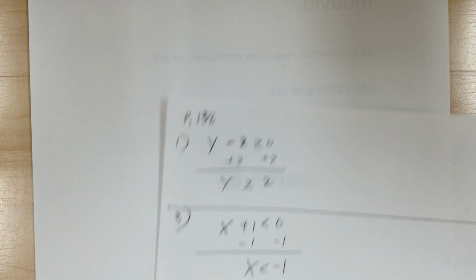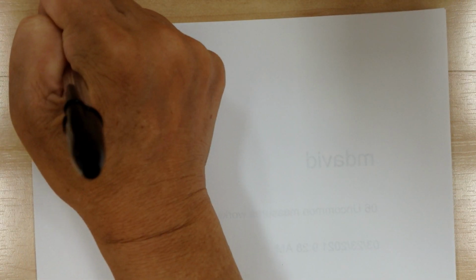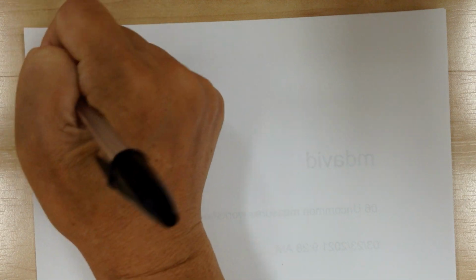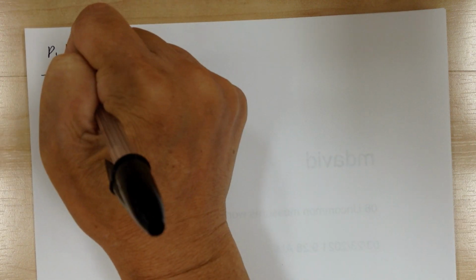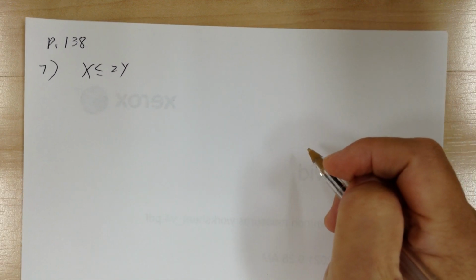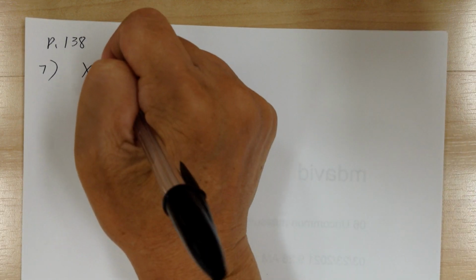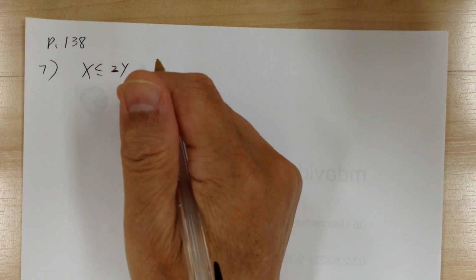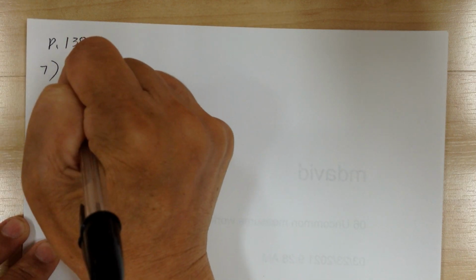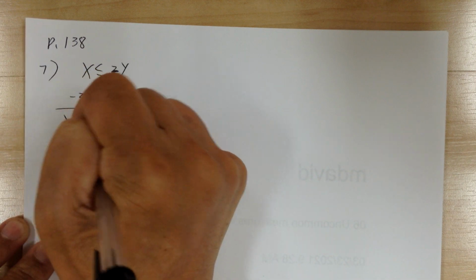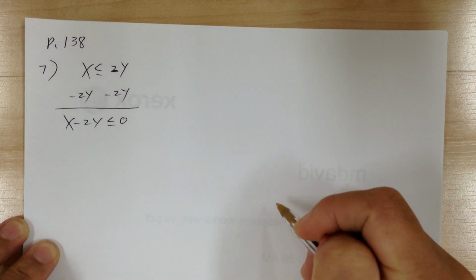Okay, let's go to the next one. When you have an inequality, especially for the beginner, you might want to just make all the variables go to the left-hand side. So minus 2y on both sides, and you got x minus 2y is less than or equal to 0.